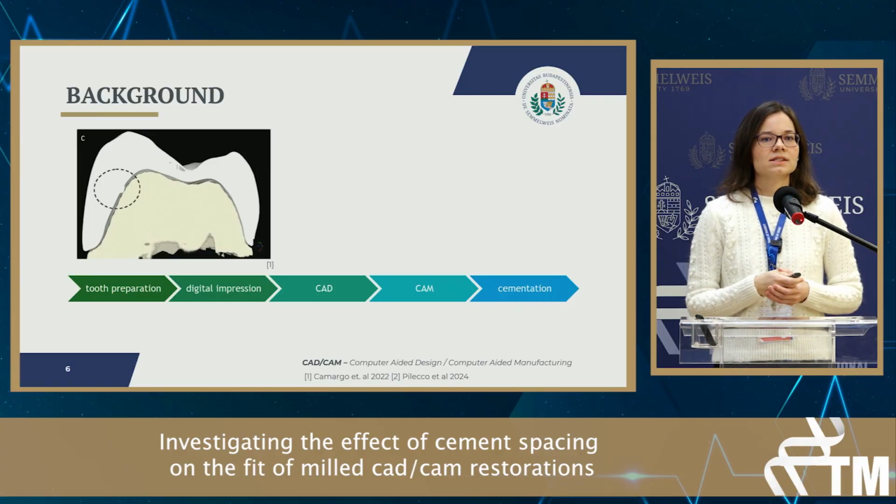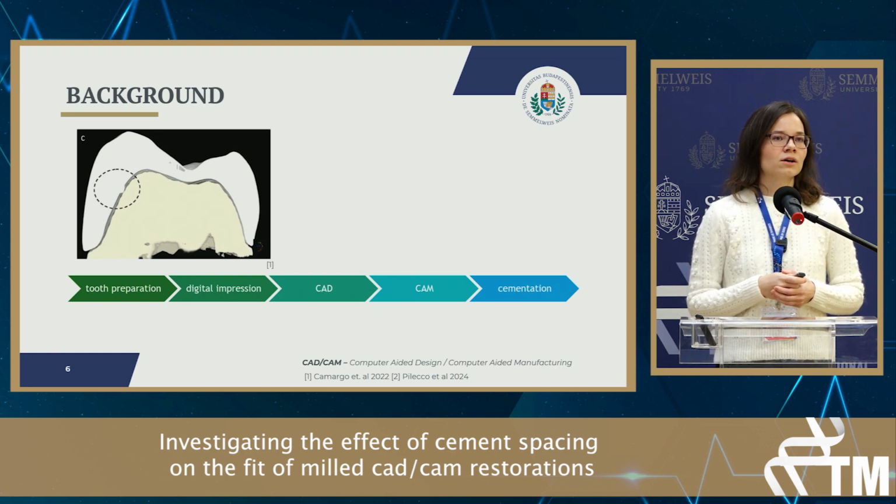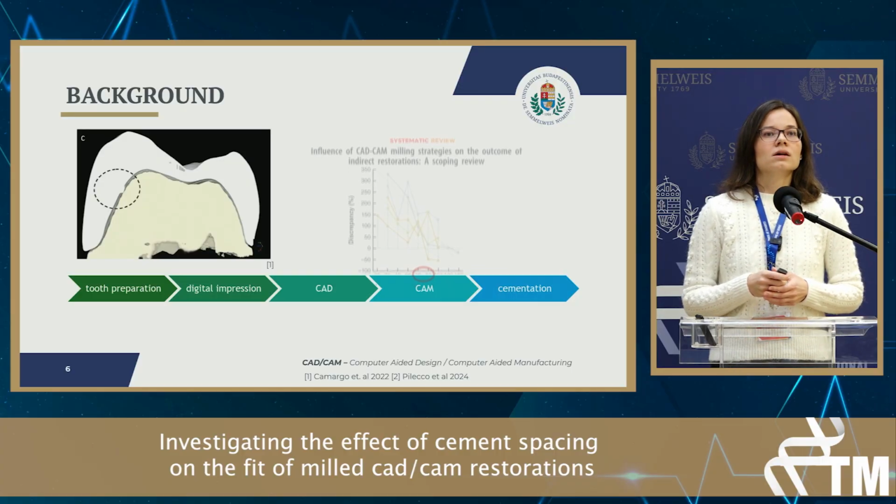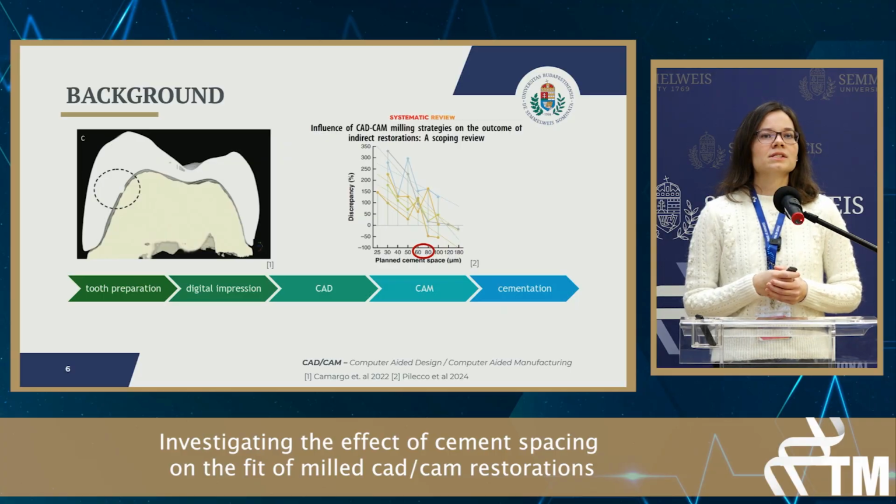Despite its clinical significance, cement spacing parameters vary widely across different CAD software platforms. Due to the lack of sufficient scientific evidence, dental laboratories often rely on manufacturer guidelines and technical notes when determining these settings. A scoping review of the topic suggests that the minimum cement spacing required for the lowest marginal gap is between 60 to 80 microns.